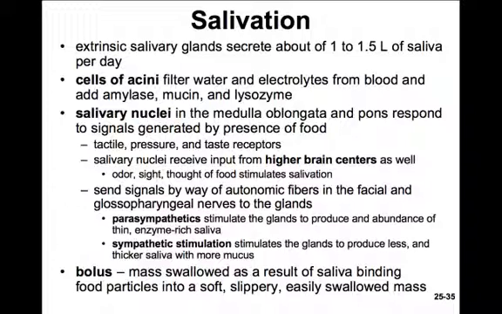The bolus is the mass of food that's swallowed as a result of saliva binding the food particles into a soft and slippery, easily swallowed mass.